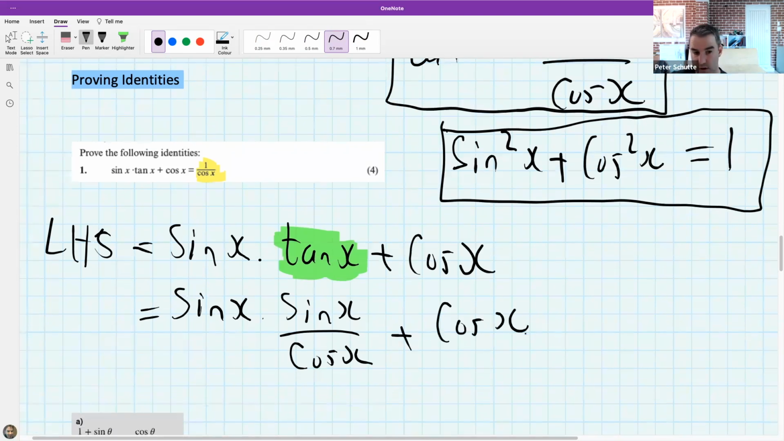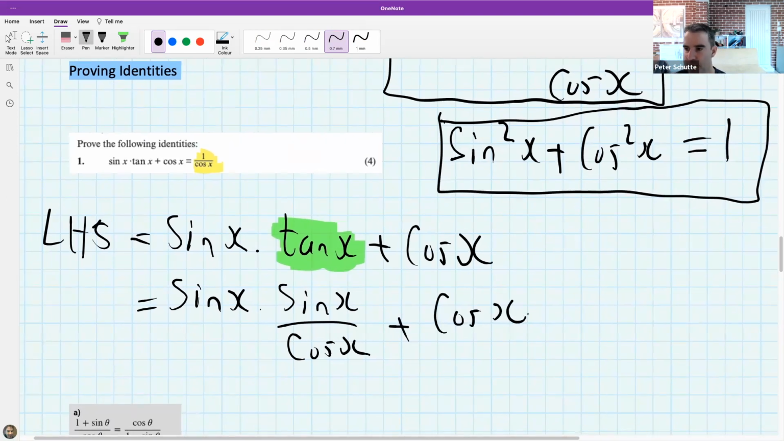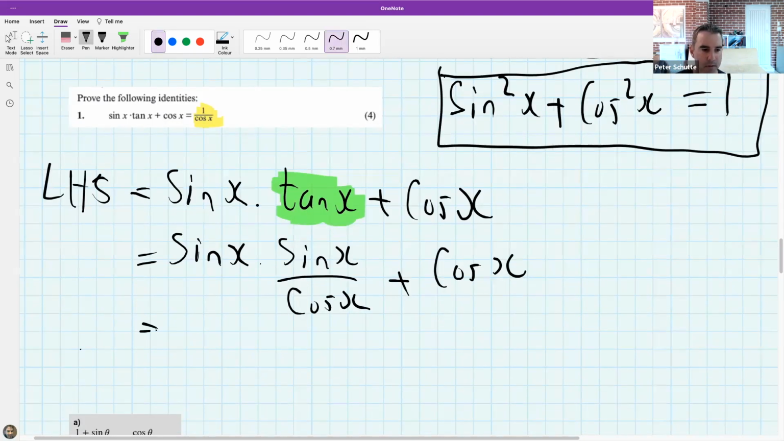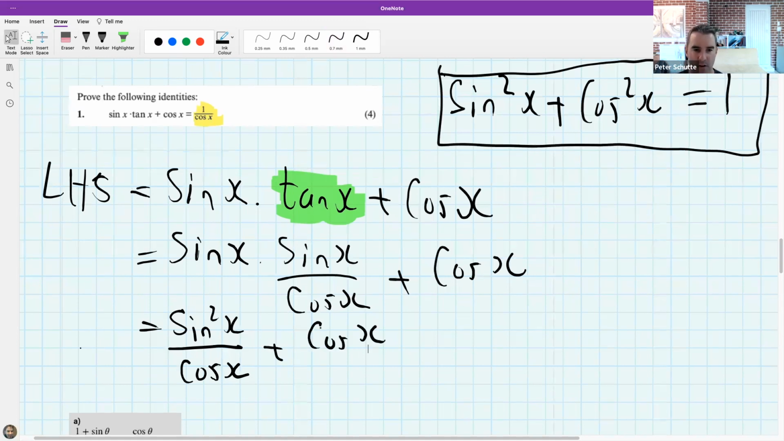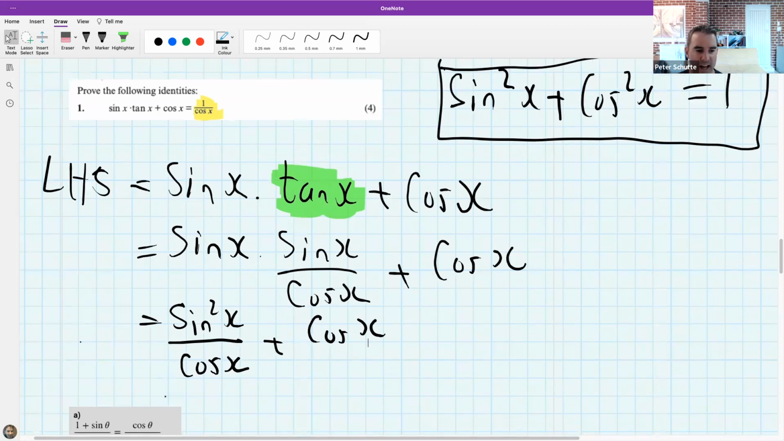Okay, that's good news for us, but we still have a problem that we're trying to make it look like the opposite side. And so I'm going to do some cleaning up, and I'm going to get sine squared x over cos x plus cos x. I have a bit of a problem now, though. I feel a bit lost in the woods. Does anybody have another tip for me?